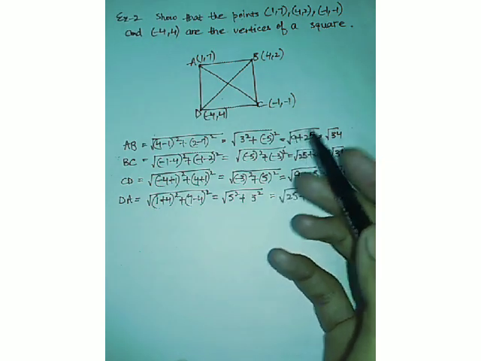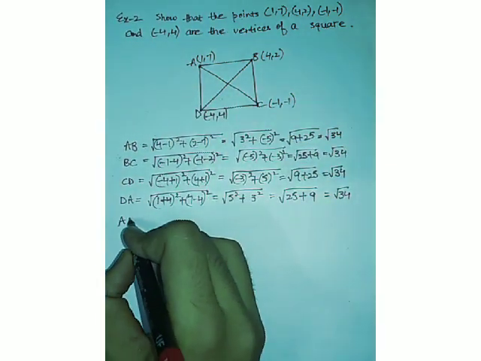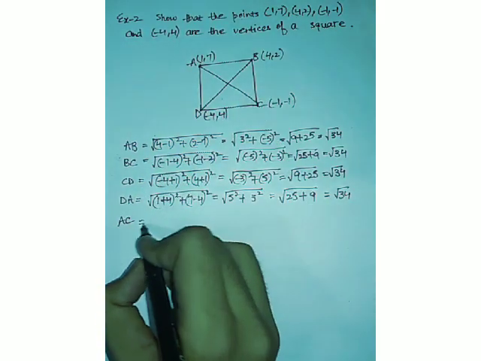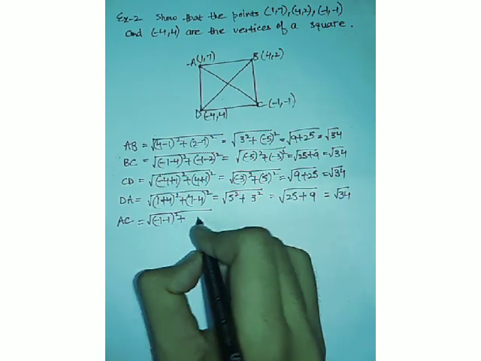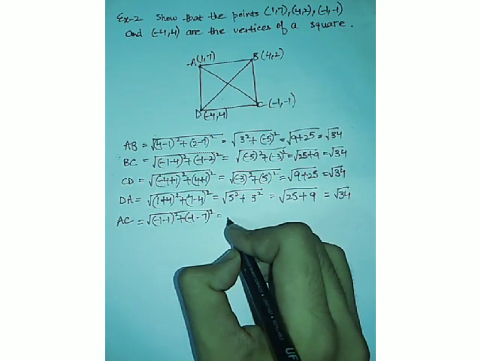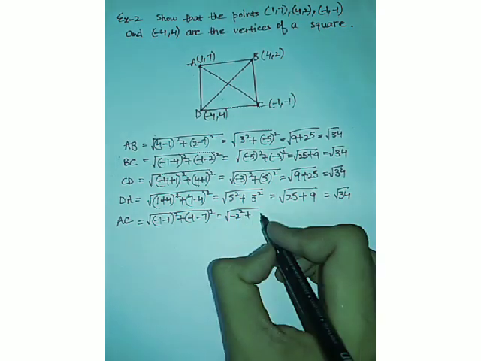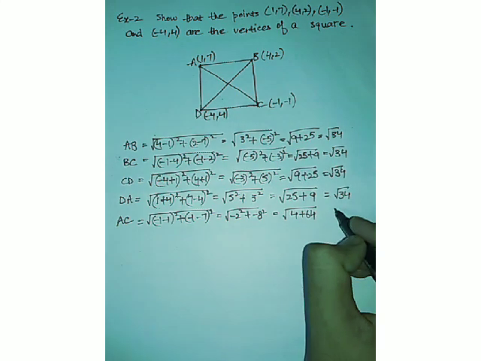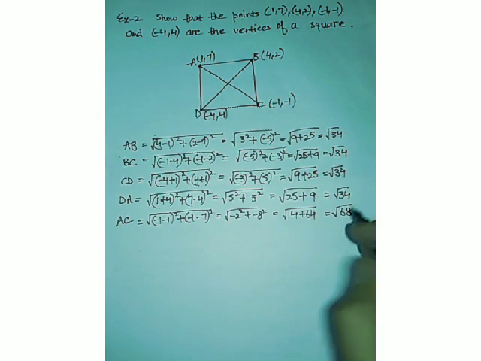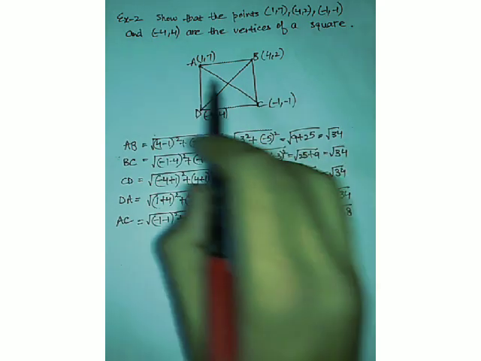So all of these sides are equal, but let's find out if the diagonals are equal or not. So we will find AC. x2 minus x1, minus 1 minus 1 whole square, plus minus 1 minus 7 whole square. What will you get? Minus 2 square plus minus 8 square. You will get root 4 plus 64. Ultimately you will get root 68. Don't worry that the diagonal is not equal to the side, because that is not what we were going to prove. We are going to prove that AC is equal to BD and the other four sides are equal to each other.